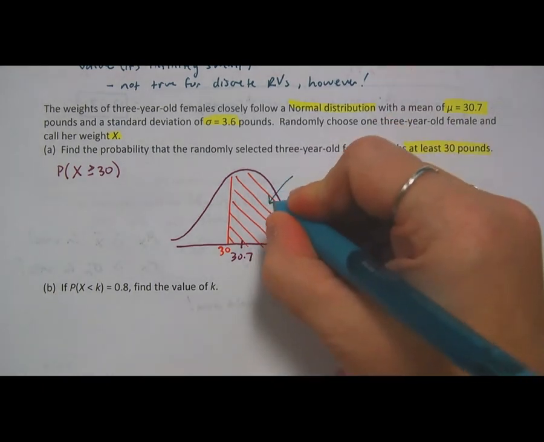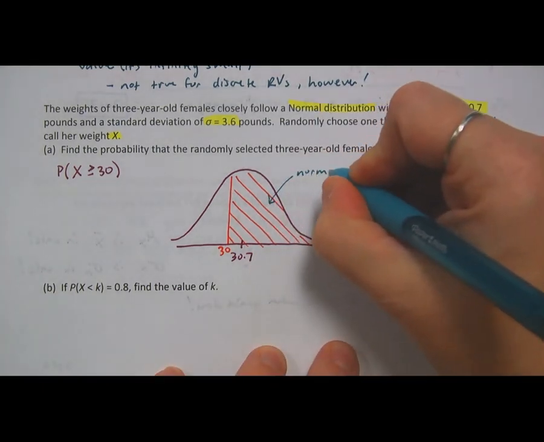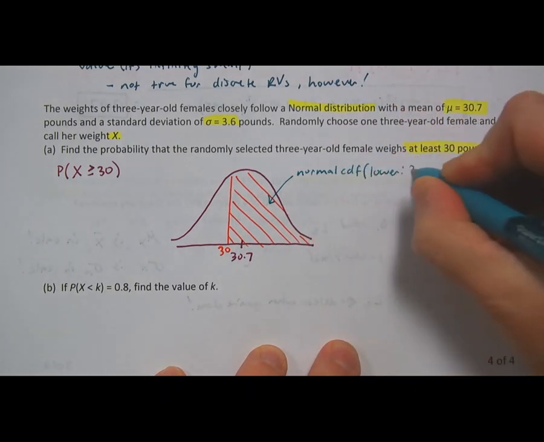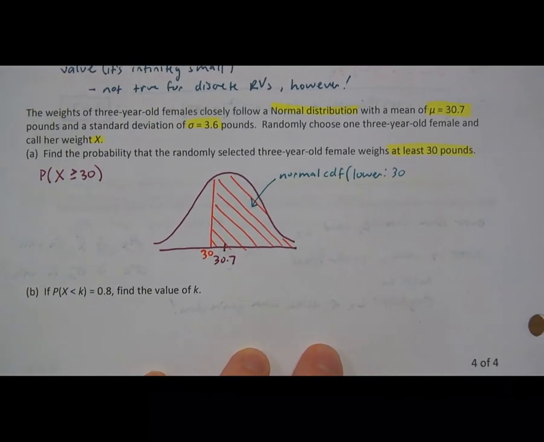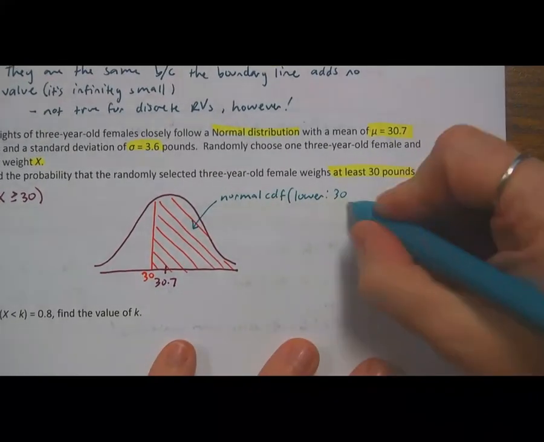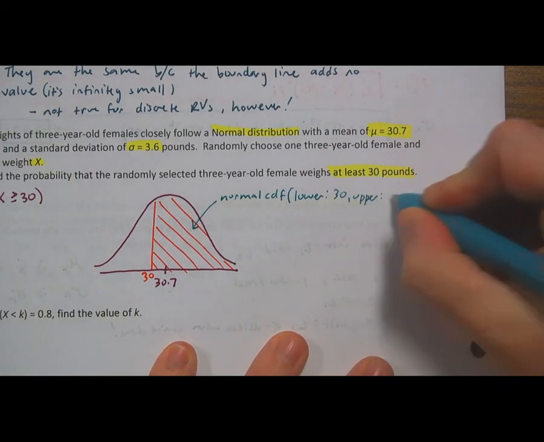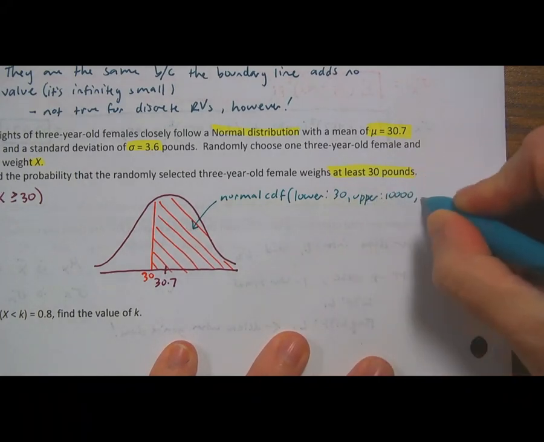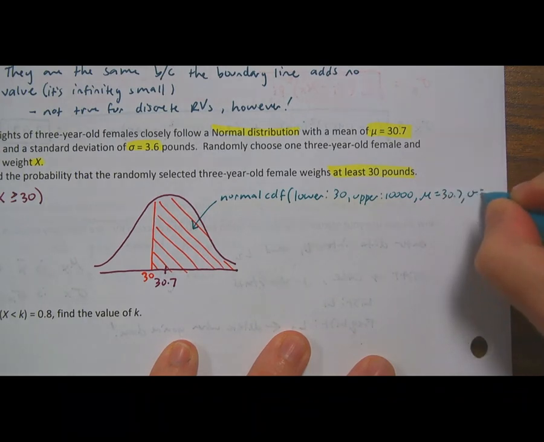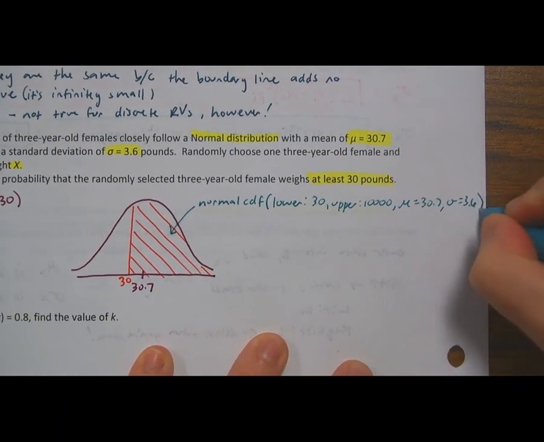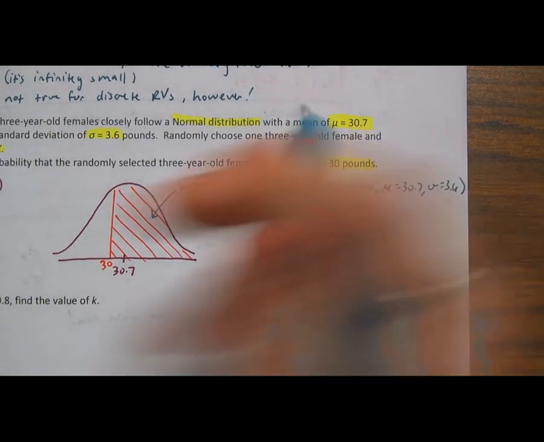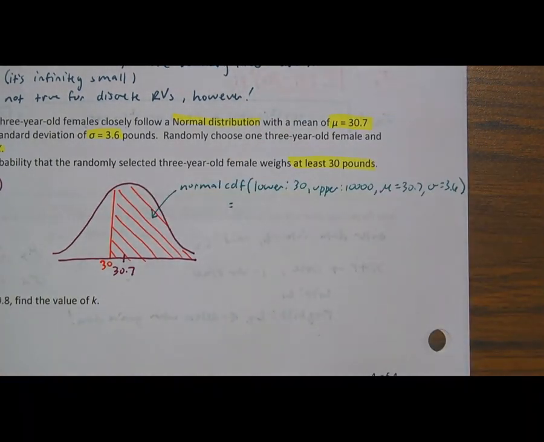So all you need to do is normal CDF. Lower is the weight of 30, like that A that I showed you up here. Upper is going to be 1,000. The mean was given as 30.7, and the standard deviation was given as 3.6. Cram that all on there. Grab your calculator. See what you get.